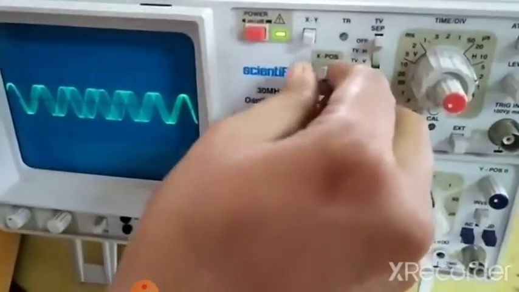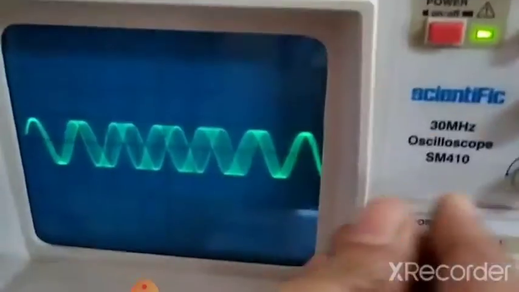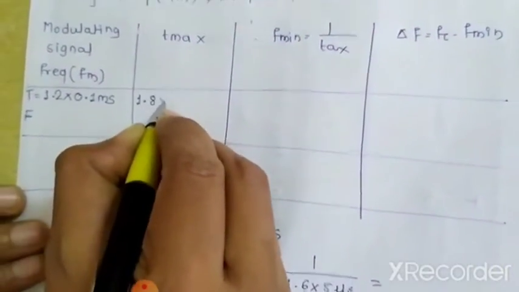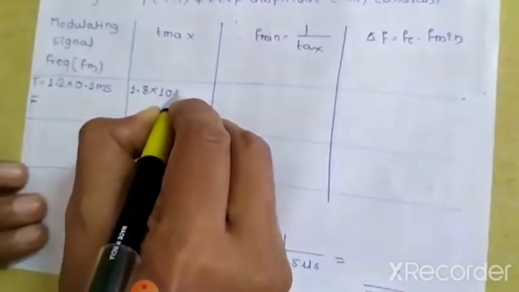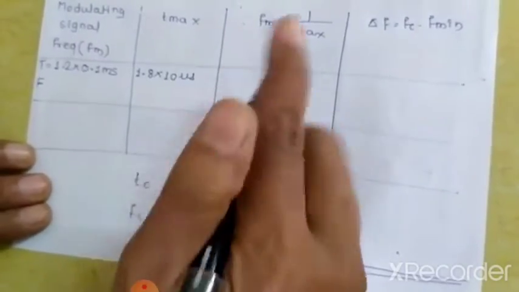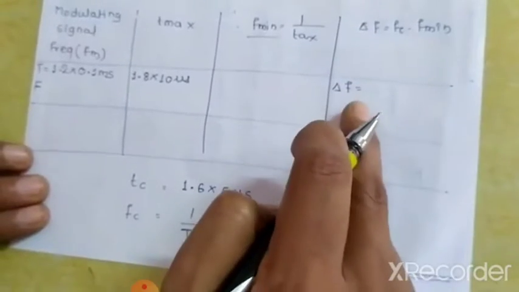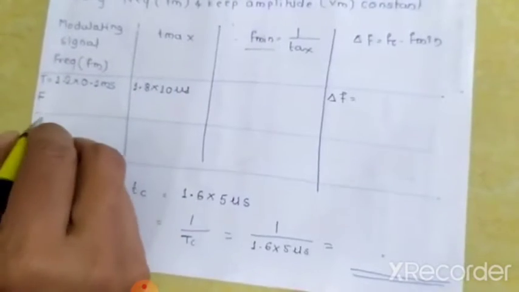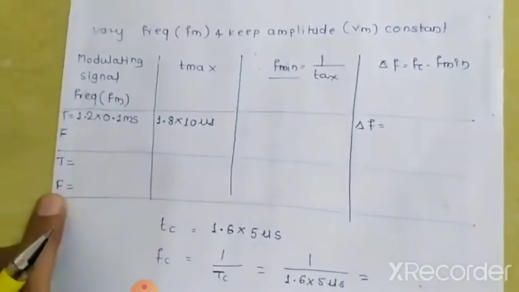It is at 1.8 into 10 microsecond. Now if you know the value of T max, you can easily calculate the value of F mean. Calculate it. Then delta F equal to Fc minus F mean. We know the value of Fc and the value of F mean. Taking the difference, we will get the frequency deviation. Now we will take one more value.